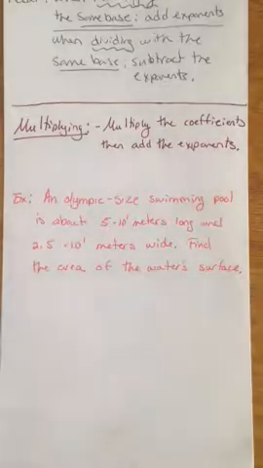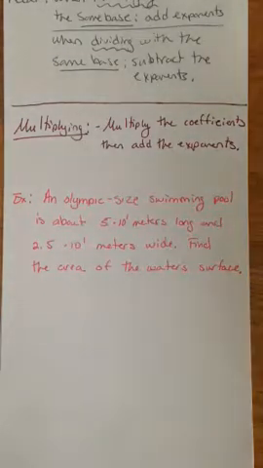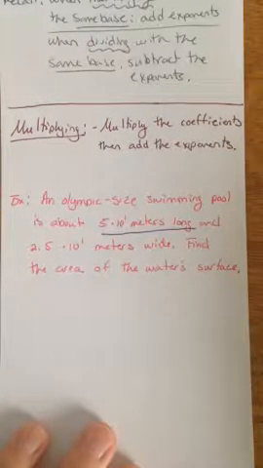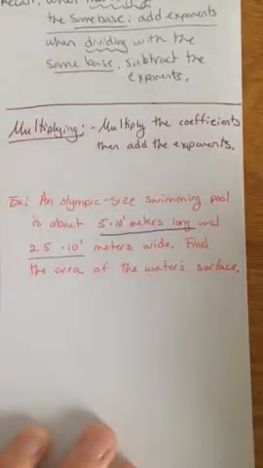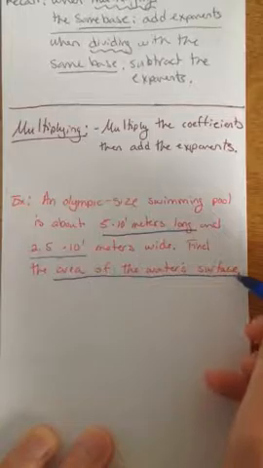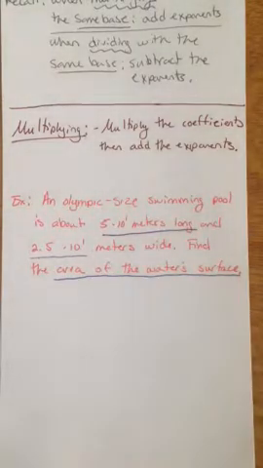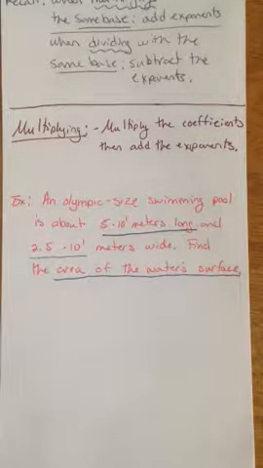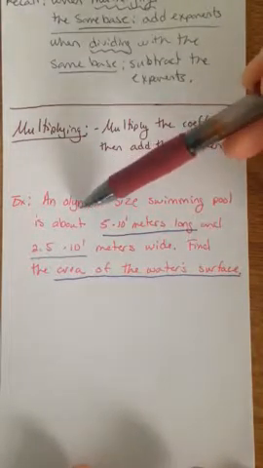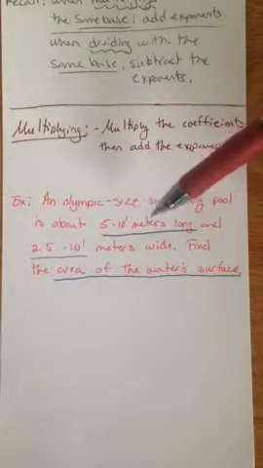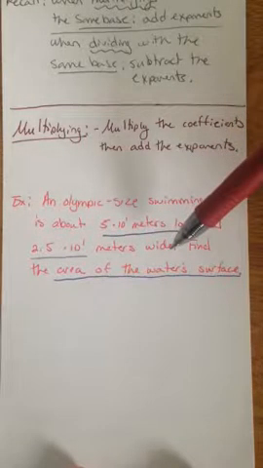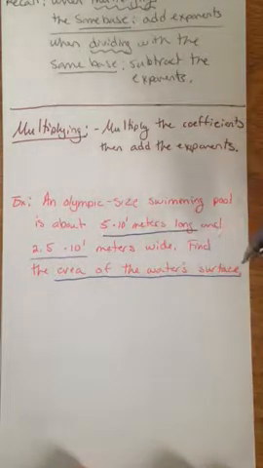So this problem says an Olympic-sized swimming pool is about 5 times 10 to the 1 meters long and 2.5 times 10 to the 1 meters wide. Find the area of the water surface. Now remember when I first talked to you guys about reading story problems, you should read them 2 or 3 times. So let's read it again. An Olympic-sized swimming pool is about 5 times 10 to the 1 meters long and 2.5 times 10 to the 1 meters wide. Find the area of the water surface.